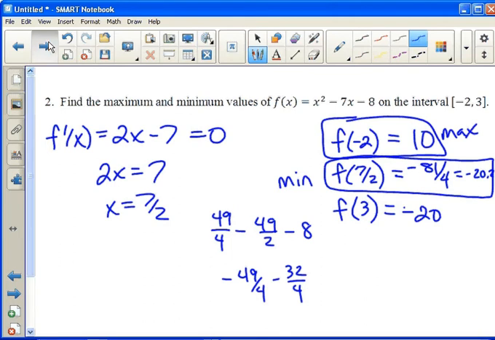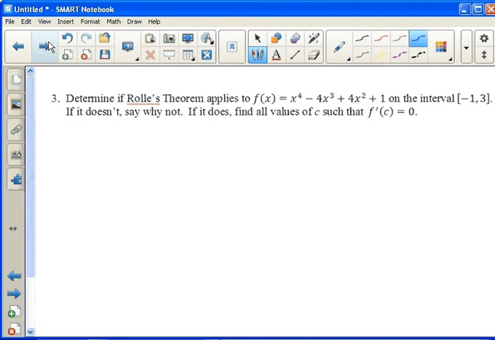Determine if Rolle's theorem applies to this function. Let's do that first. There's three requirements for Rolle's theorem. First, it must be continuous. Second, it must be differentiable. Third, the endpoints have to have the same y value.